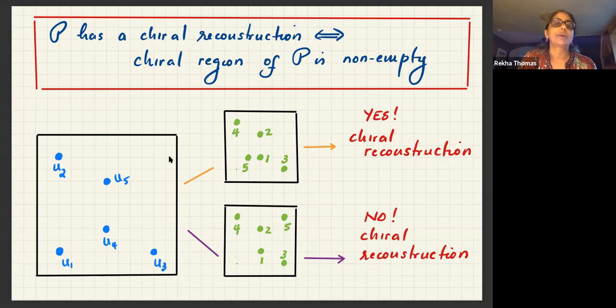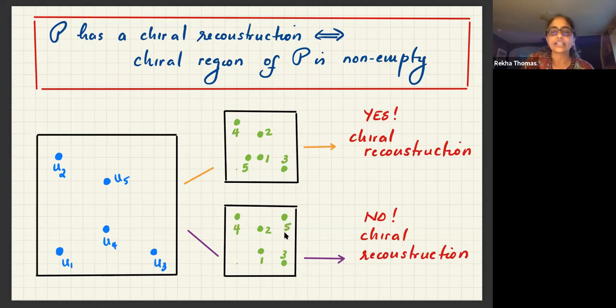So here's an example where I fixed the left image to be these U points. These are very exactly embedded. This is not a random drawing. So I take these 5 points embedded exactly like this, and if in the right image I take these green points, I will get a chiral reconstruction.